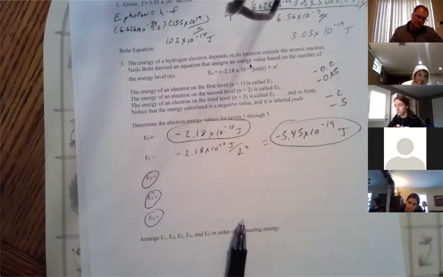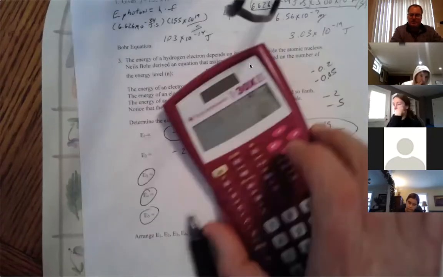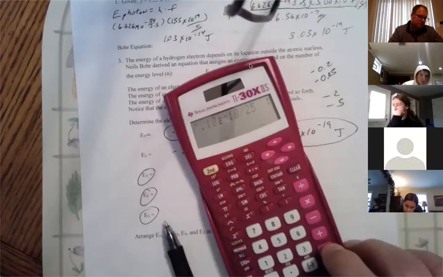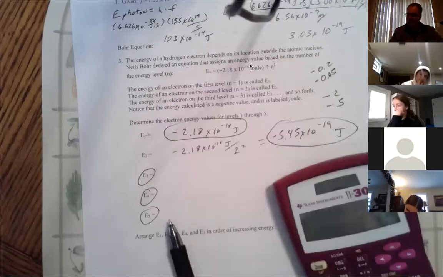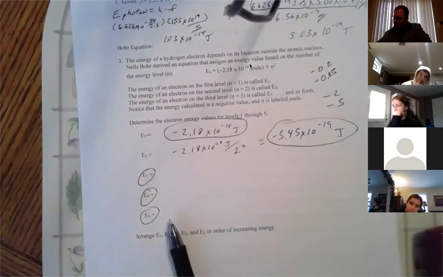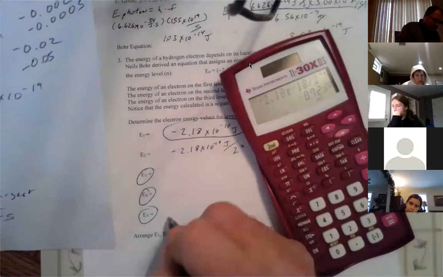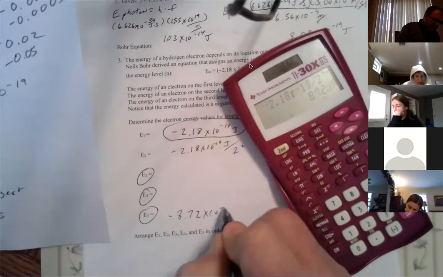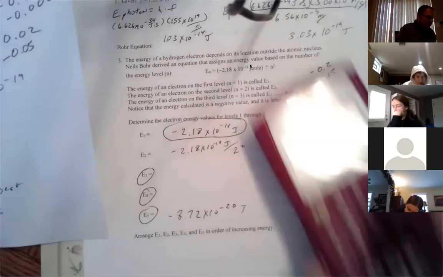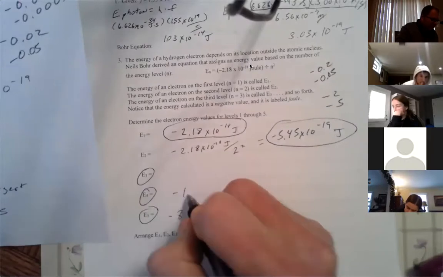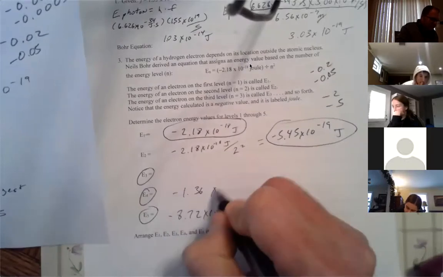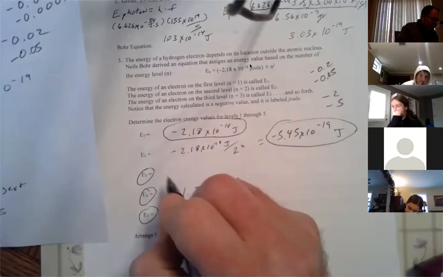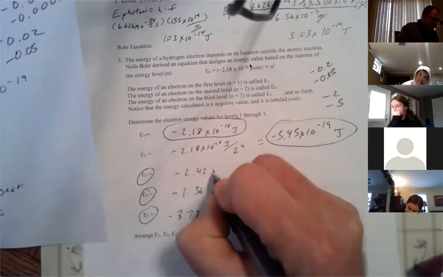So if we take negative 2.8 and divide it by 5 squared, we get negative 8.72. And I've actually already got these answers, so I'm going to just plug these in real quick for you. So that's negative 8.72 times 10 to the negative 20th. All these are going to be joules. This is negative 1.36 times 10 to the negative 19th. And this is negative 2.42 times 10 to the negative 19th.